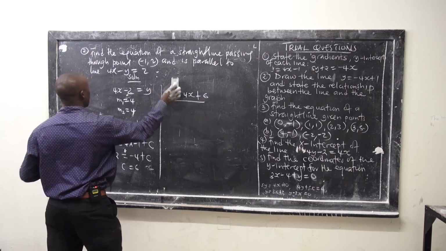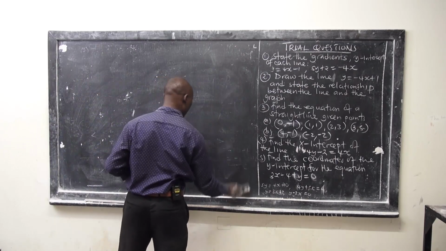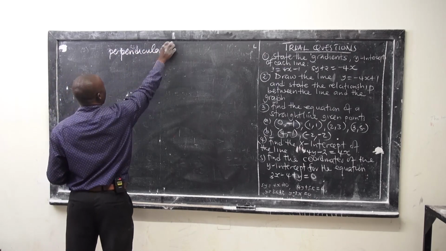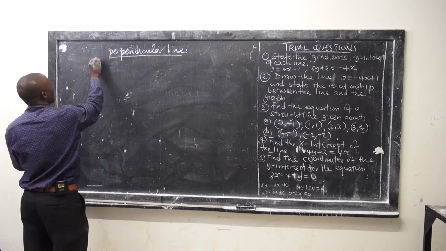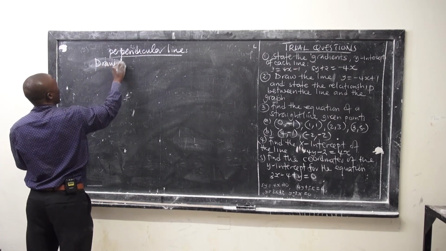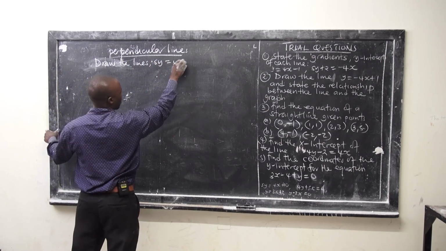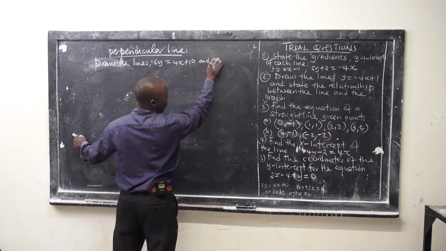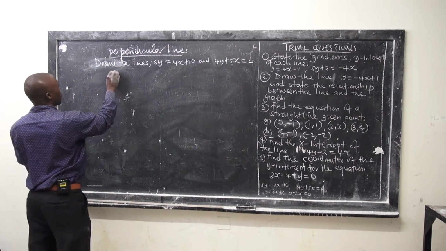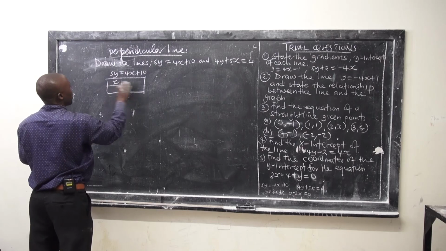Let's dive into perpendicular lines. So looking at perpendicular lines here, let's look at these two lines. Plot, draw the lines. The lines will be 5y is equal to 4x plus 10 and 4y plus 5x equal to 4. So we can plot them differently. So we can establish some two coordinates here.